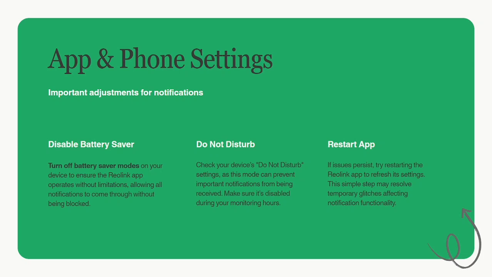In the Reolink app, go to the device settings and click on the push notifications and toggle it off and then on. And verify the motion detection if it is enabled. Its sensitivity is adjusted in detection alert settings.